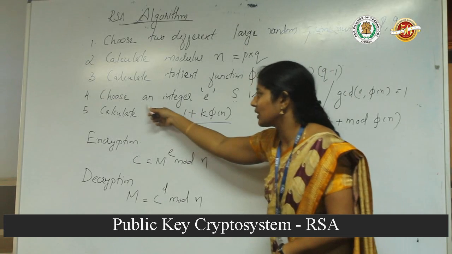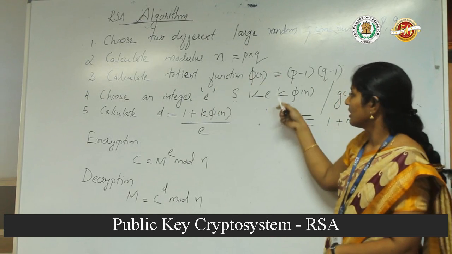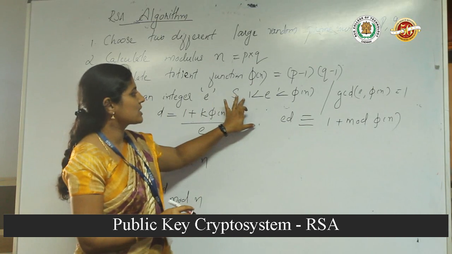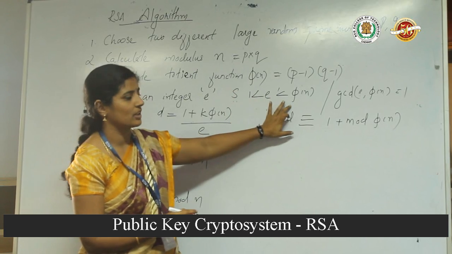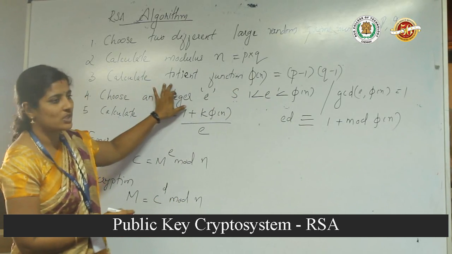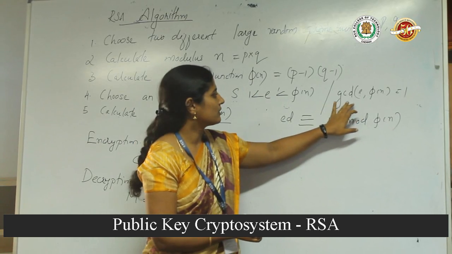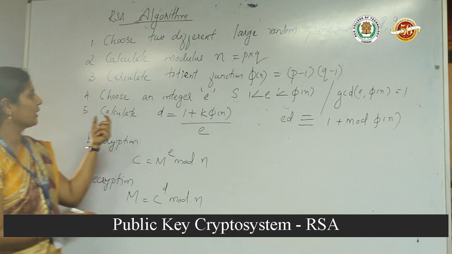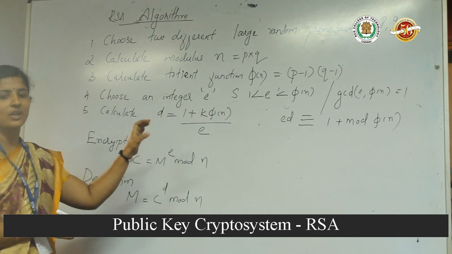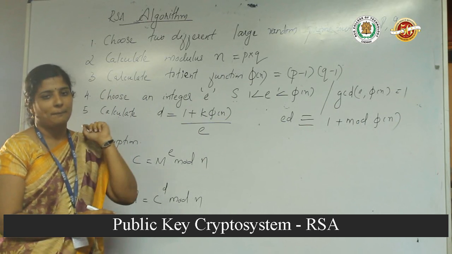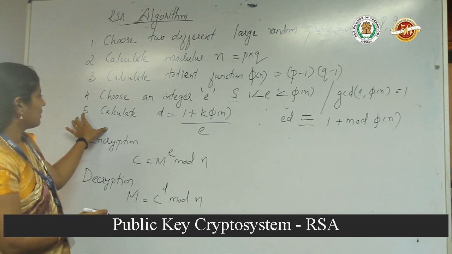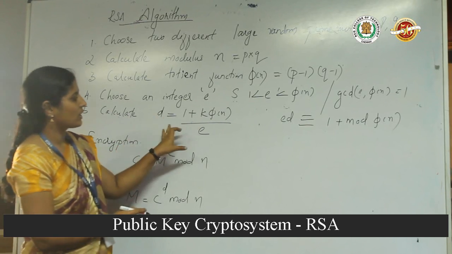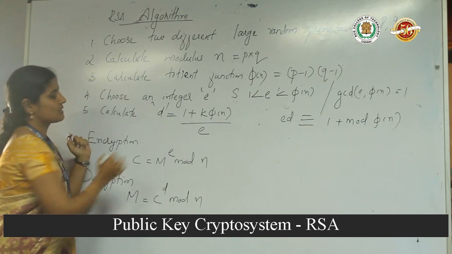Then next we have to select a random integer E. There are 2 conditions we have to satisfy to calculate the E value. The first condition: E should be between 1 and phi of n. Phi of n we already calculated, that is the totient function. The second condition: the GCD of E and phi of n should be 1. Based upon these 2 conditions, we calculate the E value. In the RSA algorithm, E is considered the public key. Next step, we calculate an integer D. The D value will be considered the private key.